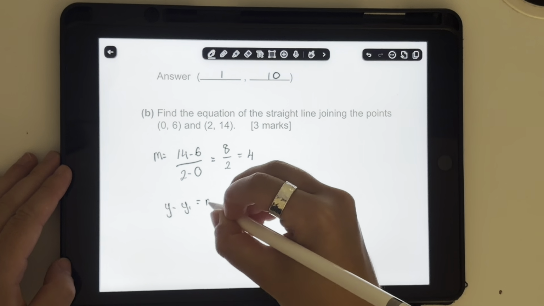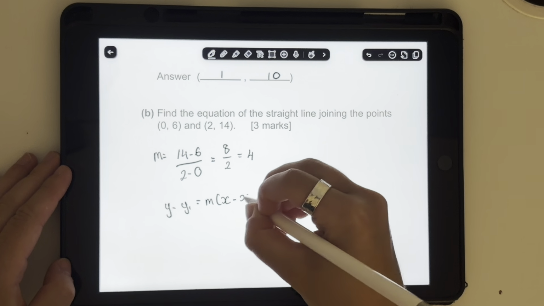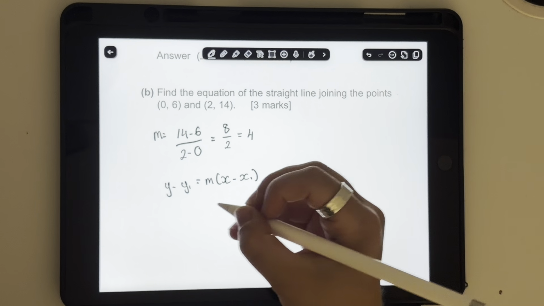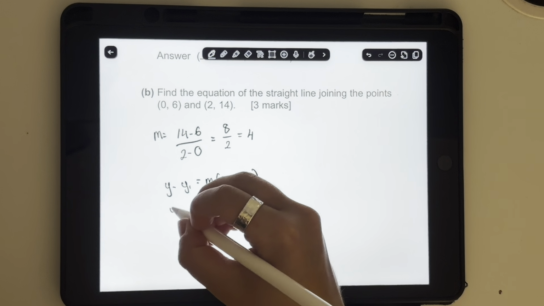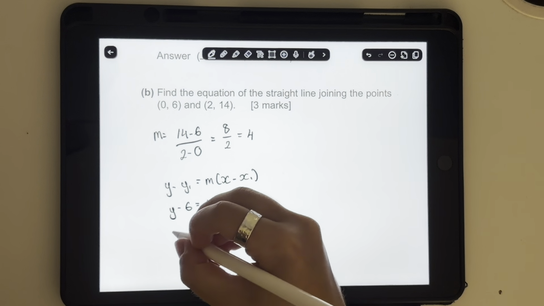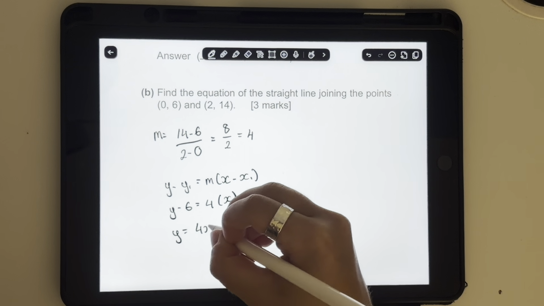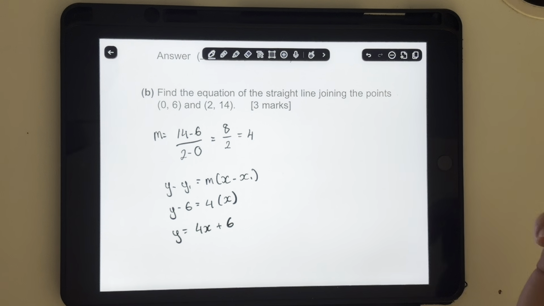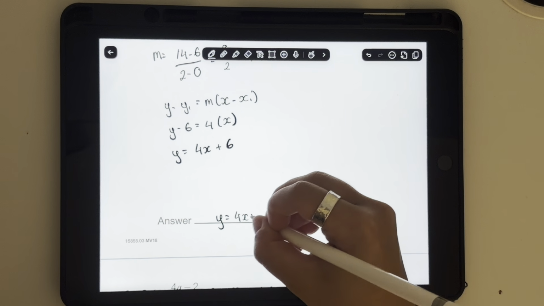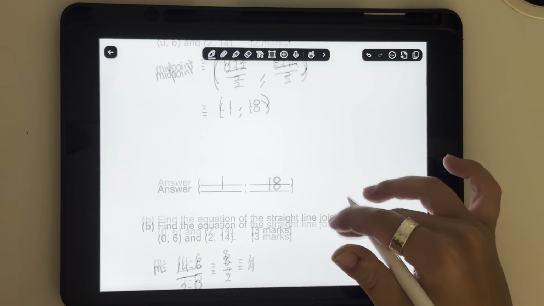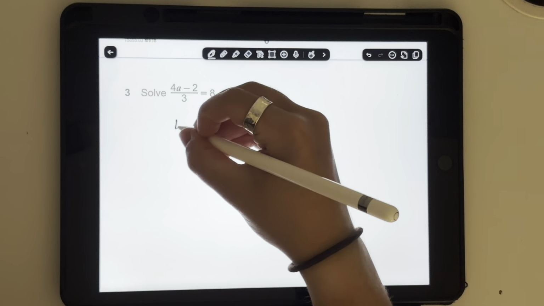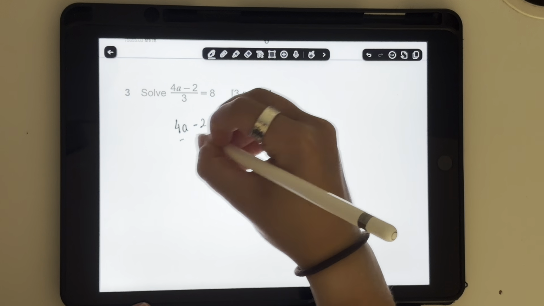And then you want to sub that into this formula, and just use any point that you can. So if we use 0, 6, y minus 6 equals 4 upon x, so y equals 4x plus 6. That there's a line, yeah, right on the line. Okay, cool. Okay, this one we just have some pretty simple algebra.